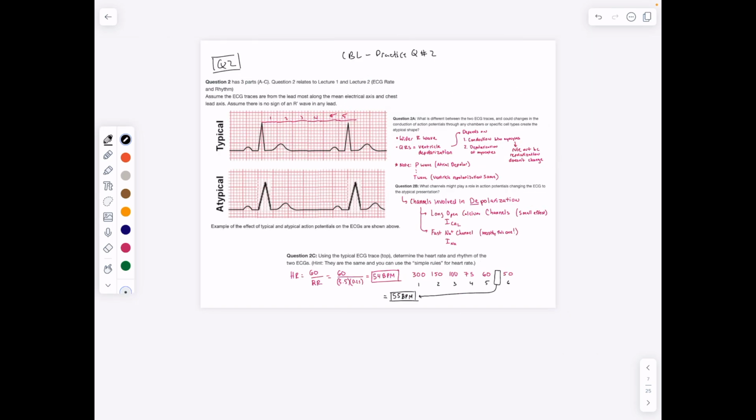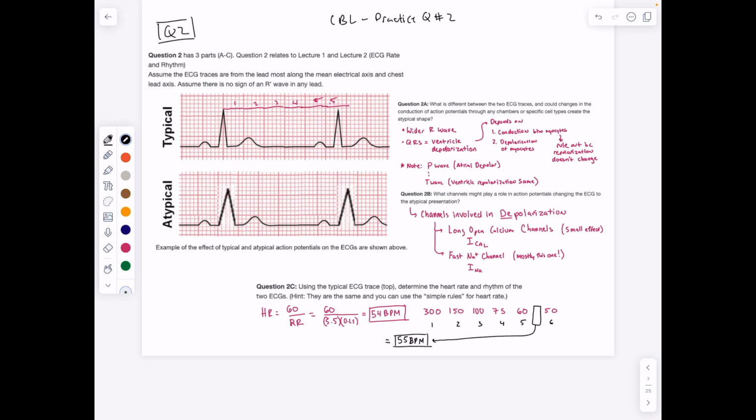All right, so let's take a look at some questions. This is from the practice. We had this ECG from some patient, and we just want to compare them. So what is the difference between the two ECG traces, and could changes in the conduction of the action potential through any chamber or specific cell types create the atypical shape? All right, well, we have P, there's no Q, it's fine. We have R, S is not really very visible, and we have T.